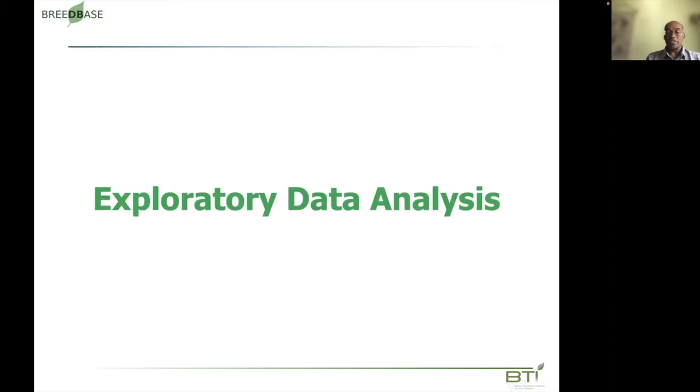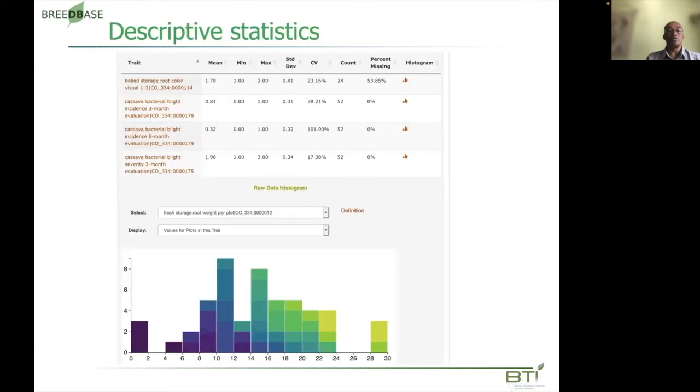So what kind of exploratory data analysis can you do? Well, to start with, you can do descriptive statistics, and you can do this immediately after uploading your data into the database. You go to the trial detail page and you can just have a glimpse of what your data looks like. You can look at the minimum and maximum values for a trait, can look at the mean values, etc. You can check if there are any missing data points, and so on. You can also check the spread of the data using a histogram. And using the histogram, you can see if there are any outliers. You can just evaluate which clones might be performing better than other clones.